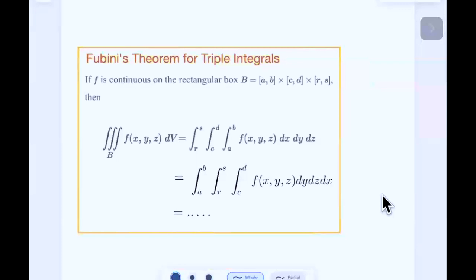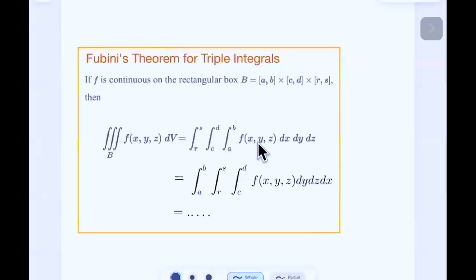Now, do you guys remember Fubini's theorem for double integrals? I remember at that time we talked about the double integral of a continuous function over a region, and we have dx dy or dy dx. The order doesn't matter. You can switch the order as long as the corresponding limits of integration match. We also have a similar version for the triple integral.